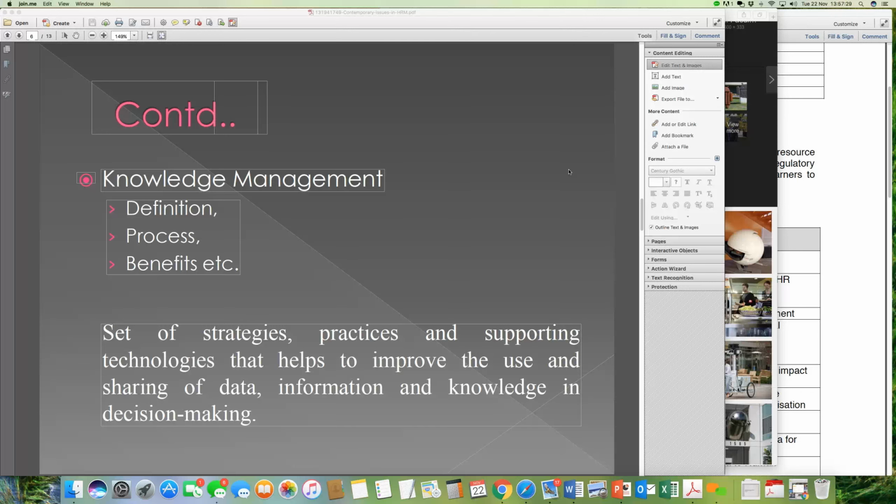Is that okay? So basically, knowledge management is nothing but a set of strategies and practices, supported by technologies, that help to improve the use and sharing of data, information, and knowledge in decision making. So over a point in time, the call center and the kind of complaints you receive end up making some sort of a knowledge database.